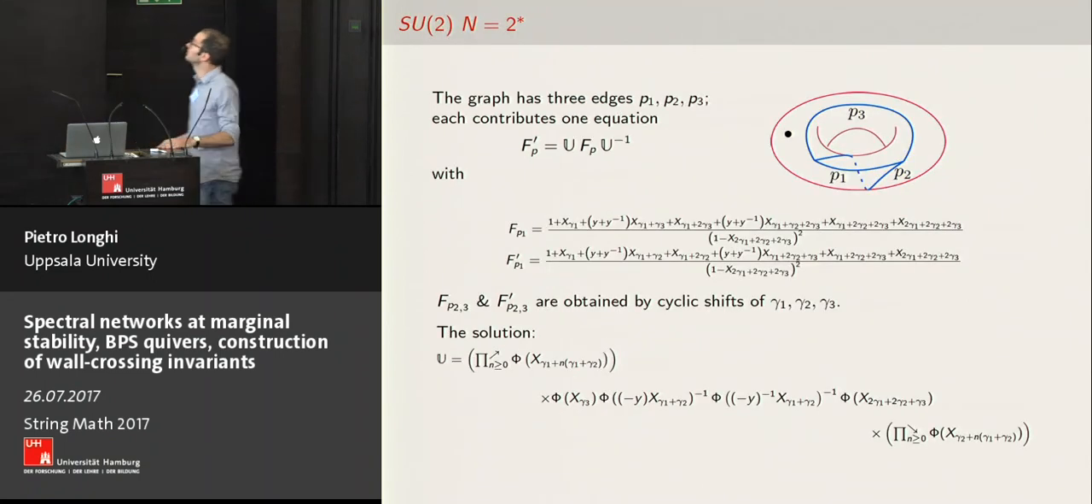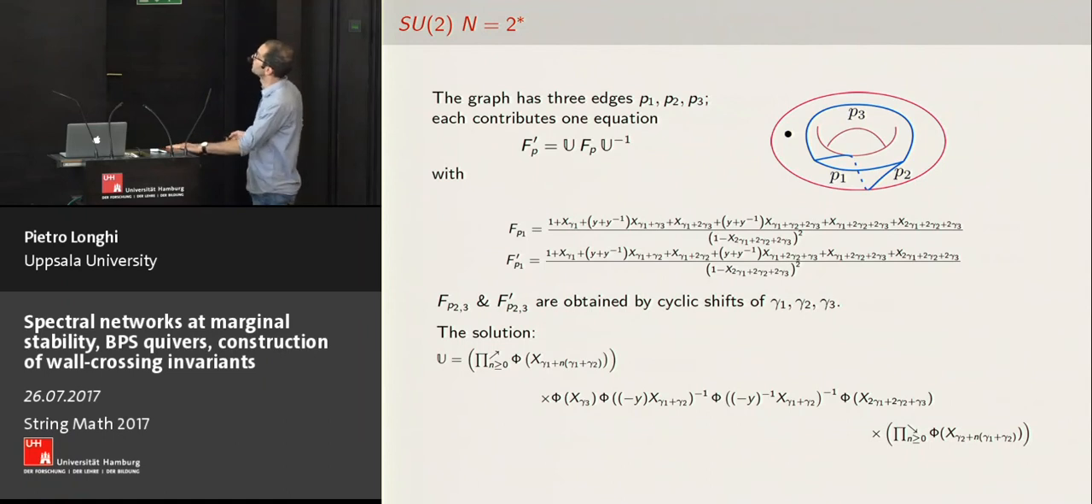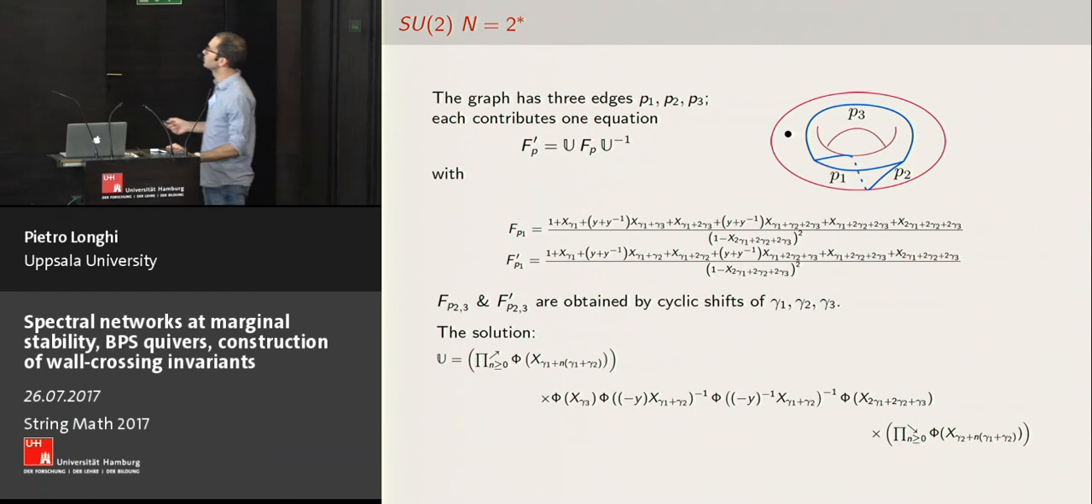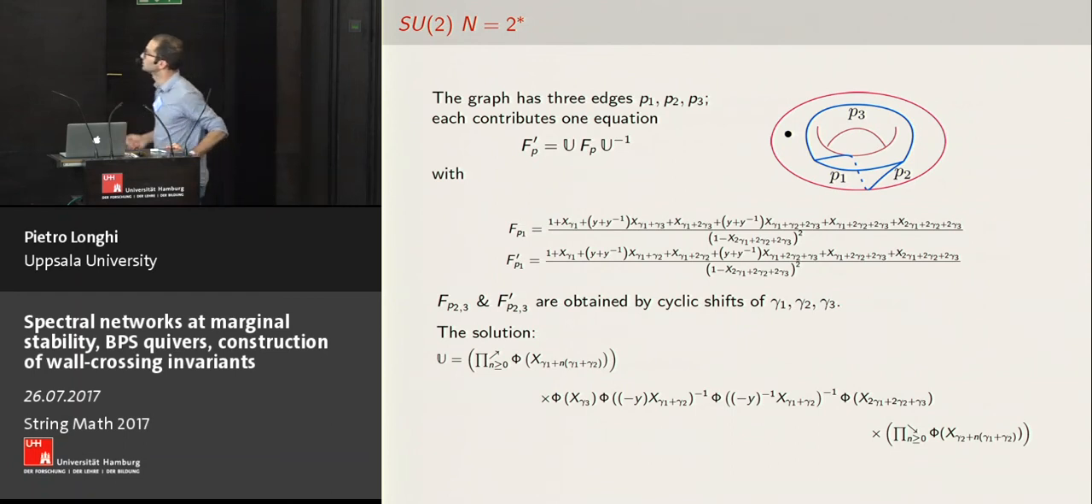Slightly more involved is this example with three edges, P1, P2, P3. But again, the story is the same. Each edge gives an equation of this type. And again, f and f prime are computed by just combinatorics on this graph. And again, one can solve the equations and find the factorization.